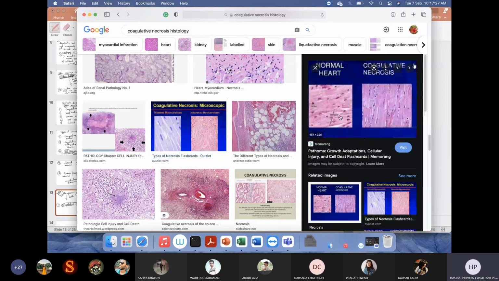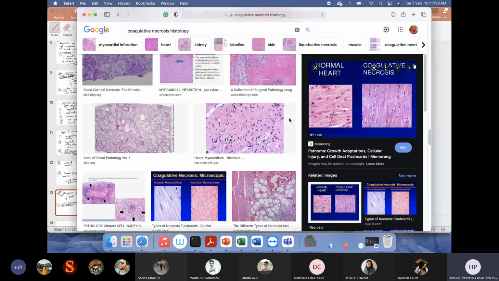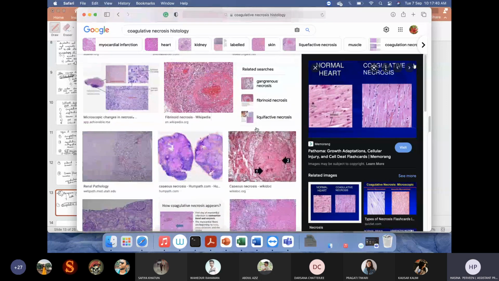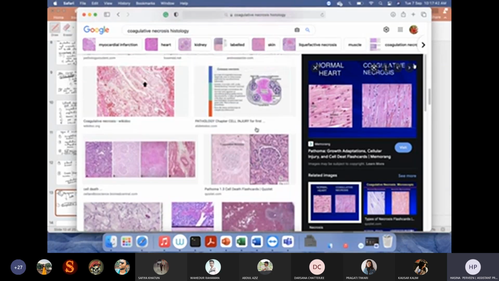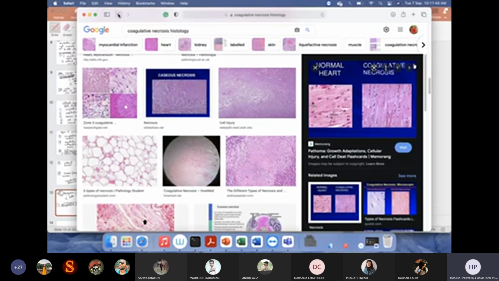Okay, this is the normal heart and this is the coagulative necrosis formation. That means from which part of the heart cells will you collect the sample? Which part? That means the coagulative formation.